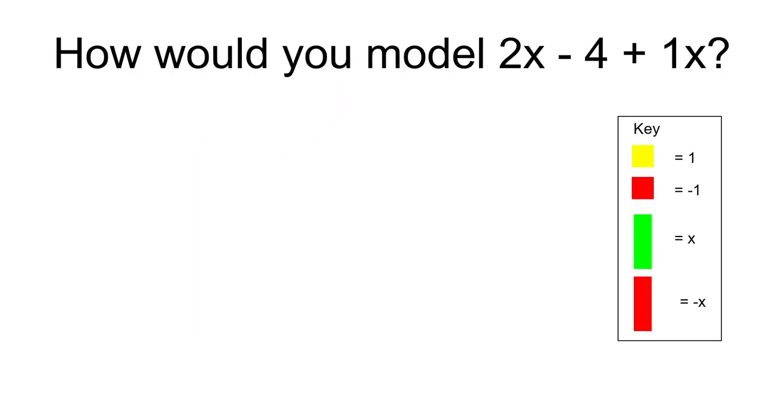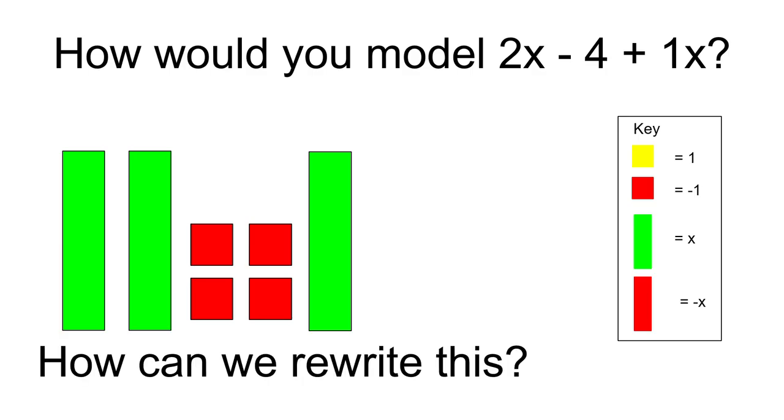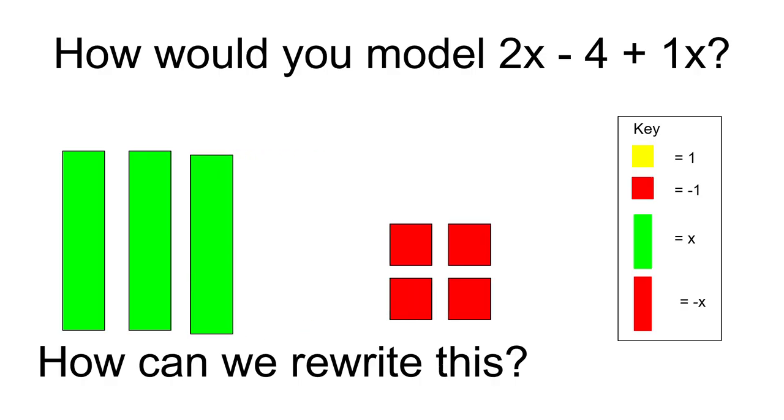Now let's look at this one. 2x minus 4 plus 1x. If we were to model it straightforward, it would look like this, but let's rewrite it. What can be combined? If you said 2x and 1x, you're right. Watch this. Oh, look at that. We're going to combine things that are alike to simplify our expression, because saying 3x is simpler than saying 2x over here and 1x over there. It's really just 3 x's all together.